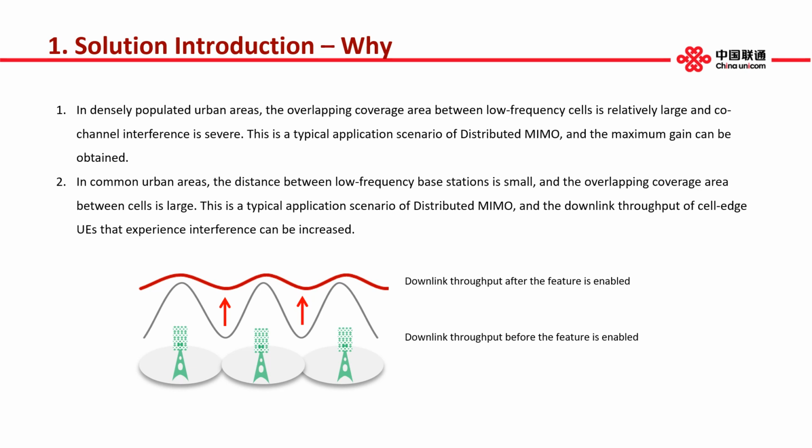In common urban areas, the distance between low-frequency base stations is small, and the overlapping coverage area between cells is large. This is a typical application scenario of distributed MIMO, and the downlink throughput of cell edge UEs that experience interference can be increased.